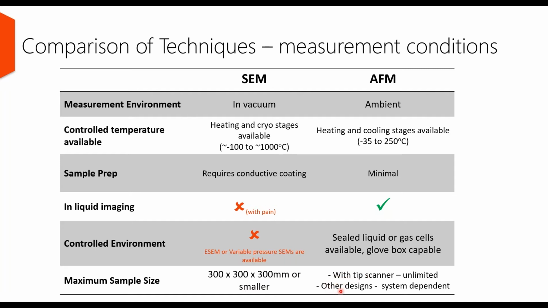They have much larger samples, 300 by 300 by 300 millimeters, 12-inch wafers or larger. With an AFM, if you have a tip scanning AFM, which is what the Flex-FPM is, then you are really unlimited by the sample size. You can place the AFM directly on top of a sample and image that directly. With other designs, other manufacturers, it's system dependent and sample size dependent.